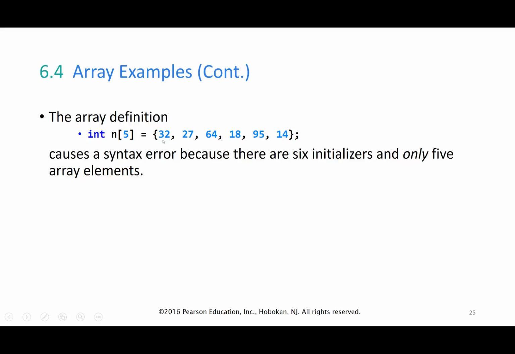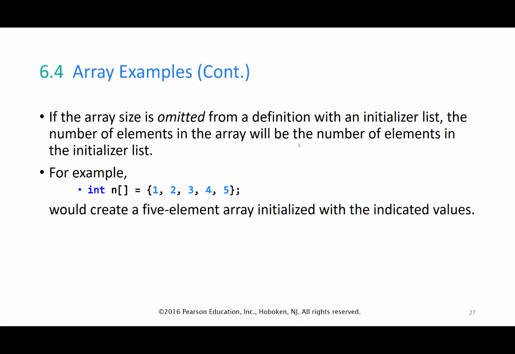So I count 1, 2, 3, 4, 5, 6. This is n5. So what am I going to initialize at 14? There's no 6th element of the array, so that generates an error right there. Now, if you have fewer than that there, this is getting into an interesting situation.